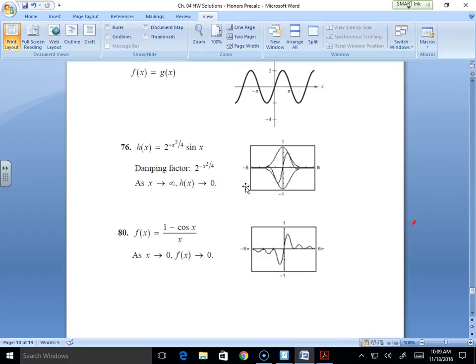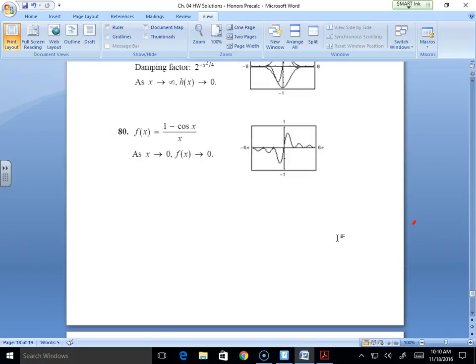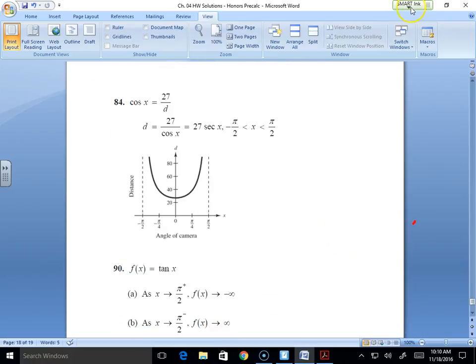All right. This is actually an important formula for calculus. But they were just having you use what you know about the arrow meaning approaches and being able to use some graphs of some kind of crazy dampened trig functions. I try to say that word very carefully. Do we have any more? Oh, we do. 84.